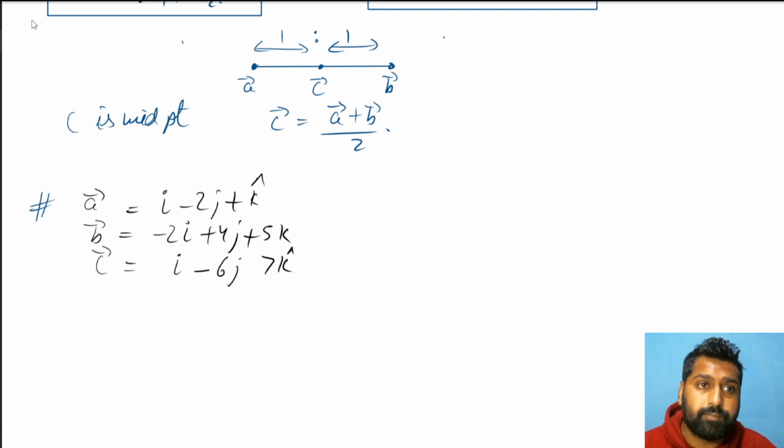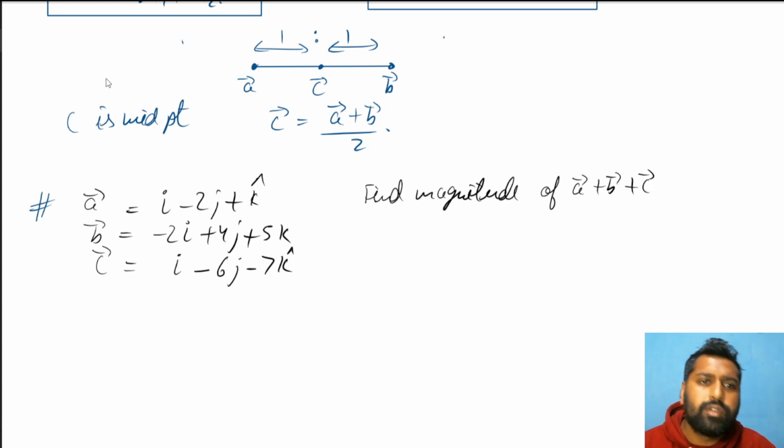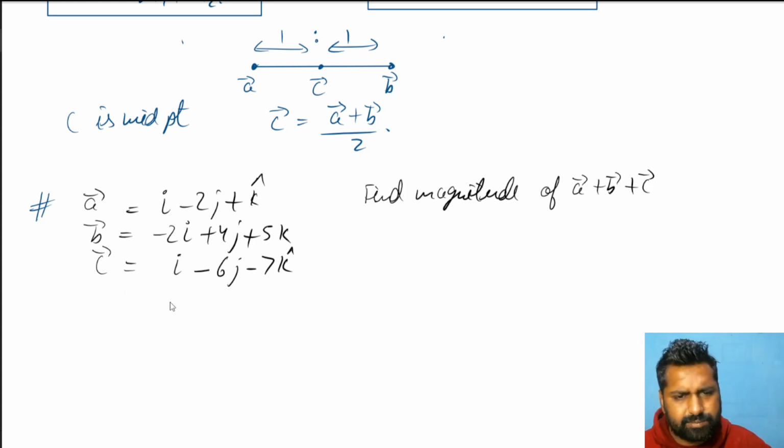Minus 7k cap. And the question says find the magnitude of A vector plus B vector plus C vector. So first of all you have to add them. Let's add them. I'm directly adding A vector plus B vector plus C vector. How do we add them? i with i, j with j, k with k.